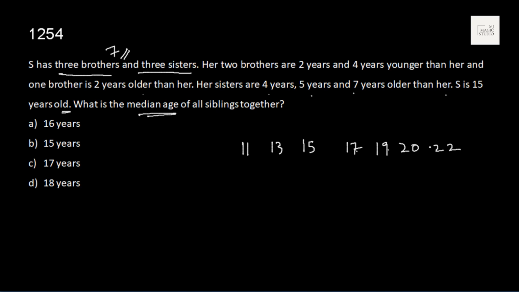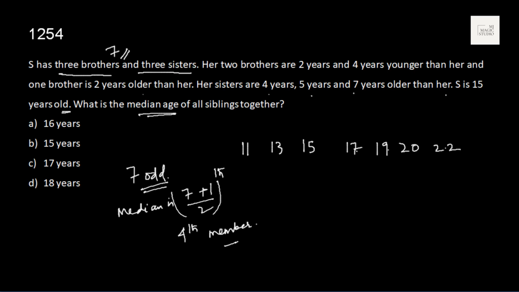1, 2, 3, 4, 5, 6, 7. There are 7 people, that means there is an odd number of people. When there is an odd number of people, median is 7 plus 1 by 2th, that is the fourth member from left or from right when arranged in ascending or descending order. Fourth from the left, fourth from the right is the person with 17 years of age. That is the median age. Option C fits in.